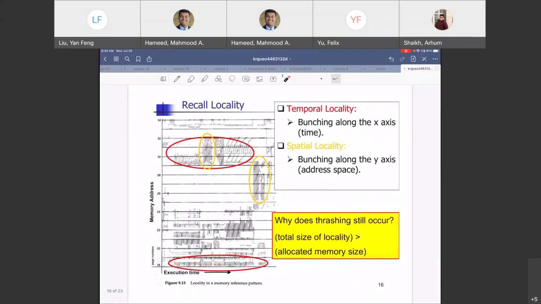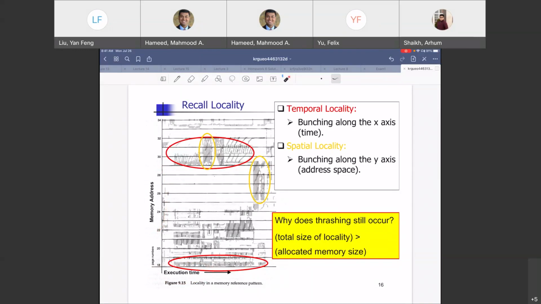So we can take a look at the locality of each process and then assign the number of frames, the allocation for each process, based on the locality. So when we talk about the principle of locality, what did we say? There are two types, right? Temporal and spatial. So temporal says what? The x-axis over here is execution time. The y-axis over here is memory addresses. And each dot over here corresponds to a memory access.